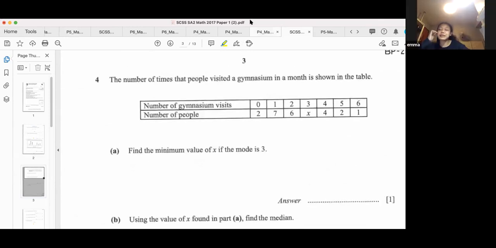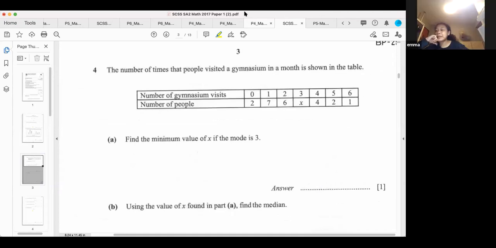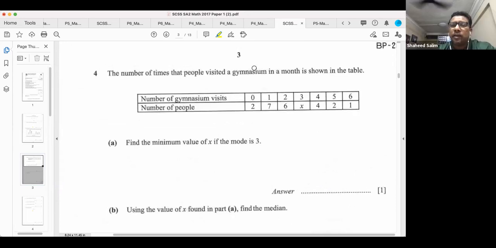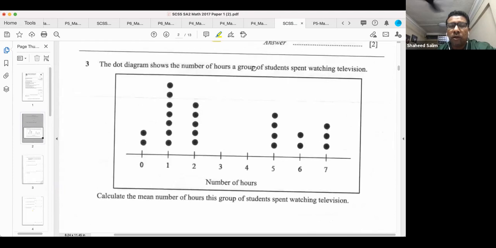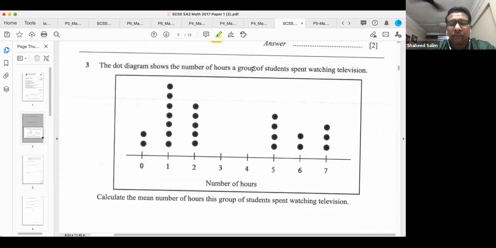I forgot how to do. Okay, what's the meaning of mode? Mode is what? The highest. Highest. Okay, let's see now. Can you tell me what's the mode in this question 3? 1. Good. So 1. All right.